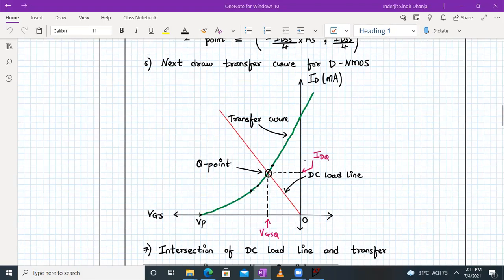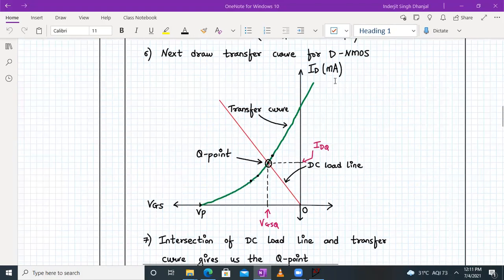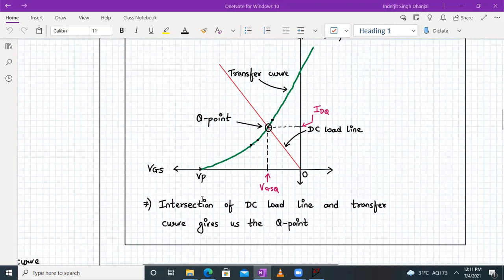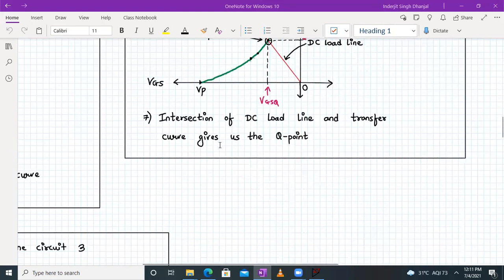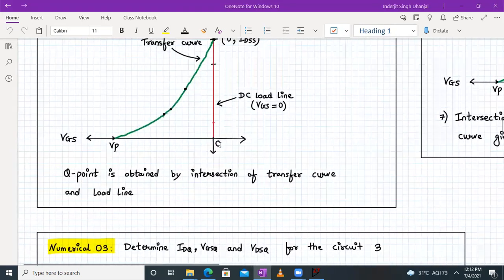And this is how the transfer curve, the green color one, of your depletion mode NMOS will look like. And this is the DC load line, the red color. Whenever there is an intersection of the DC load line and the transfer curve, we get the Q point. So this is how the analysis of self-biasing circuit looks like. Now let us move on to numerical number 3.